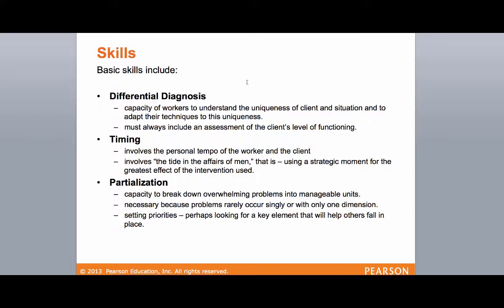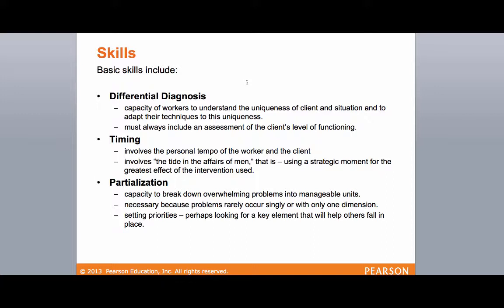Problems don't occur in isolation. Generally, there's not only one dimension, as it says, but usually problems have ripple effects and involve many other things that are going on in life. And so, in addition to breaking these things down into manageable units, you're also going to help your client to prioritize what is most important to deal with.